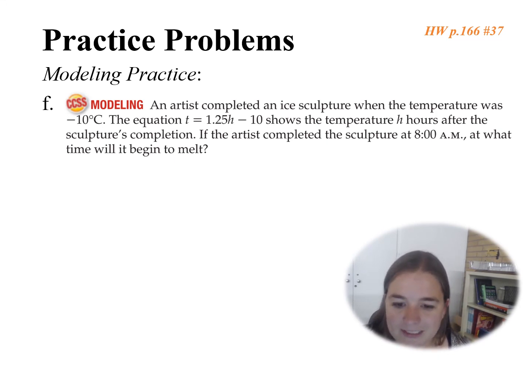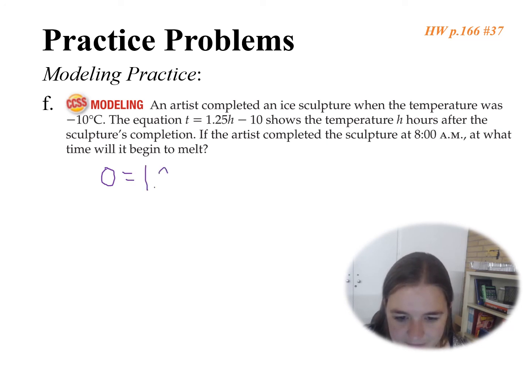An artist completed an ice sculpture when the temperature was -10 degrees Celsius. The equation T equals 1.25 H minus 10 shows the temperature H hours after the sculpture's completion. If the artist completed the sculpture at 8 a.m., at what time will it begin to melt? Well, first here, I need to figure out what this question is asking. I want to know when it'll melt. So I know that water starts to melt when it's at 0. So when the temperature reaches 0 degrees, it'll start to melt. So I'm going to plug in 0 for temperature, that T.